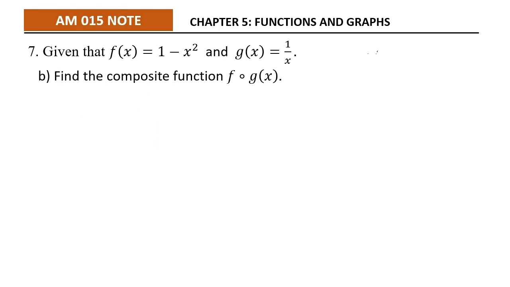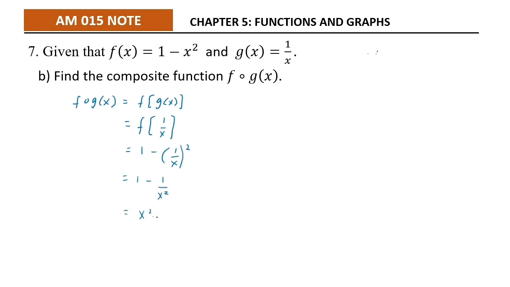Next, find the composite function. f of g is equal to f of gx. gx is 1 over x, and then f is 1 minus x squared, with x now 1 over x. Simplify. 1 minus (1 over x) squared, which is 1 minus 1 over x squared.